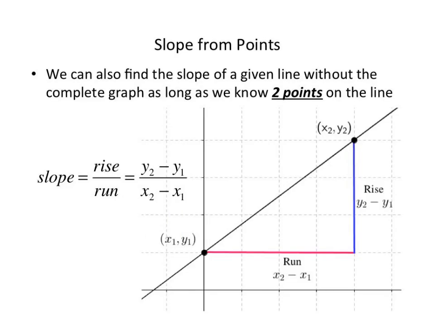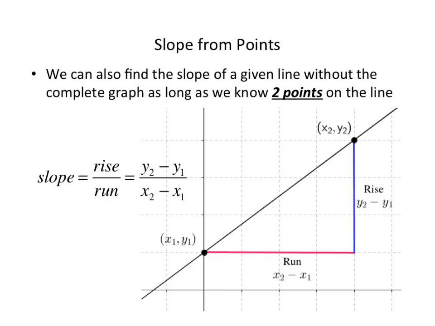So now a second way we can find slope, since they don't always have a graph to go by. I can also just simply use 2 points. So very simply, I can find the slope of a given line without the complete graph as long as I know those 2 points. And I notice that those 2 points here I can call x1, y1, and here I can call this set x2, y2. So all I have to do then is simply calculate the slope.